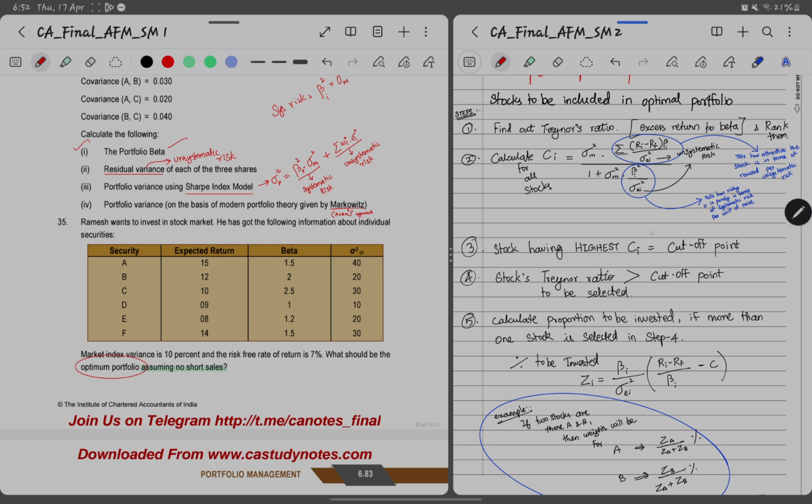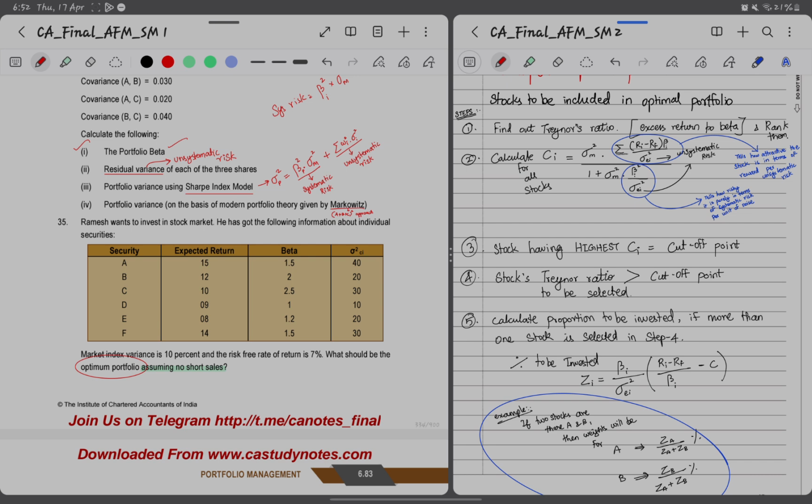Then we have to compare this cutoff point with the Treynor's ratio. Wherever the excess return over beta is more than this cutoff point, that stock has to be selected for the optimum portfolio, and wherever the Treynor's ratio is less than this cutoff point, we directly eliminate it. We will not include it in our portfolio because it will not meet our risk appetite. That's the basic idea. Once we select the stocks, if only one stock is there, then we'll be investing 100% in that stock.